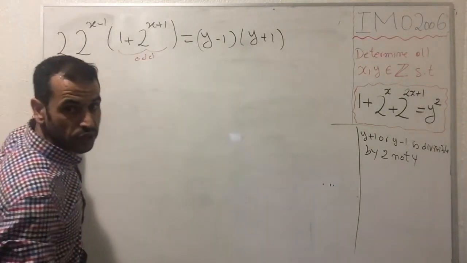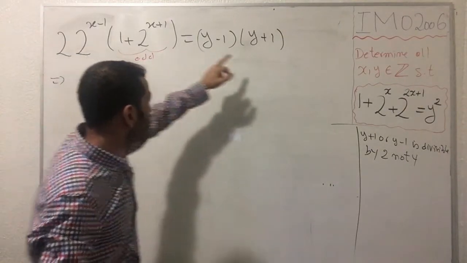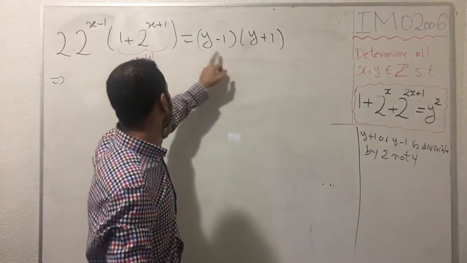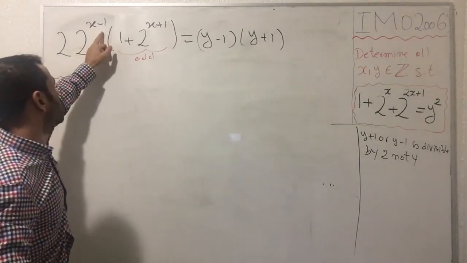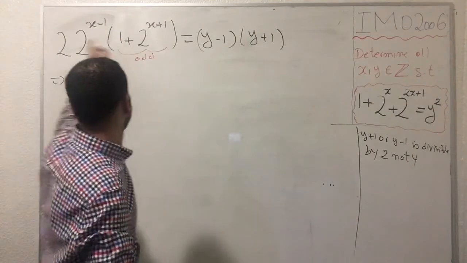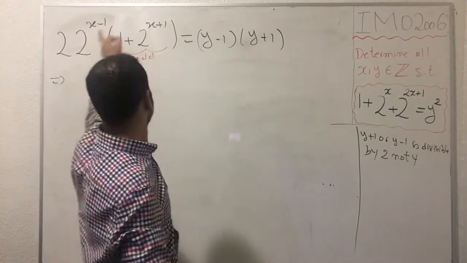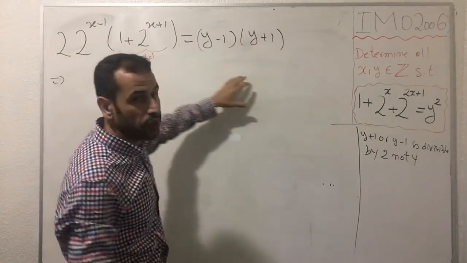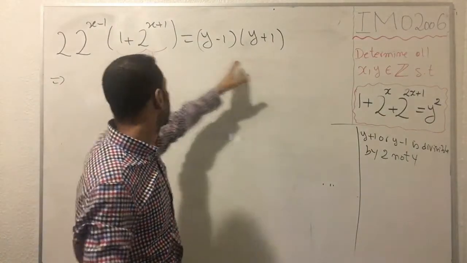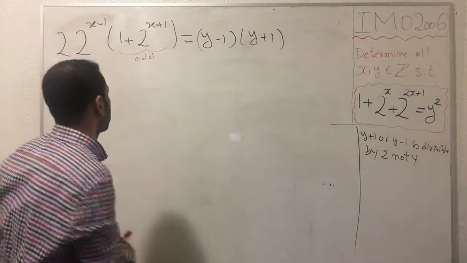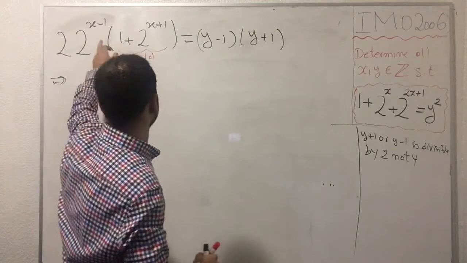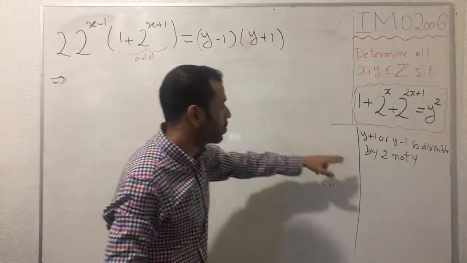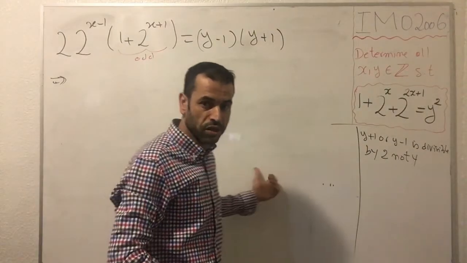2 because of GCD. That means y plus 1 or y minus 1 is a multiple of 2 to the x minus 1. One is going to take the number 2, the other one is going to take 2 to the x minus 1. But at this time we don't know which one is taking 2 to the x minus 1. The one taking 2 to the x minus 1 is not divisible by 4. We see that at the end.